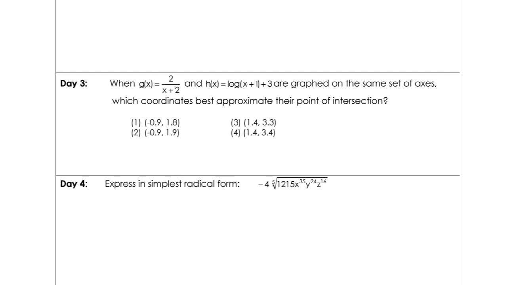Hey guys, we're going to do Unit 9, Day 3 today, and this is our warm-up. It says when g of x, which equals 2 over x plus 2, and h of x equals log of x plus 1 plus 3 are graphed on the same set of axes, which coordinates best approximate their point of intersection. And so we're going to use our calculator because this question says nothing about finding the point of intersection algebraically, and it's multiple choice, so we're going to go ahead and use our calculator.